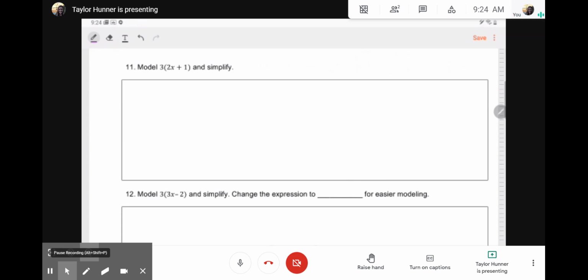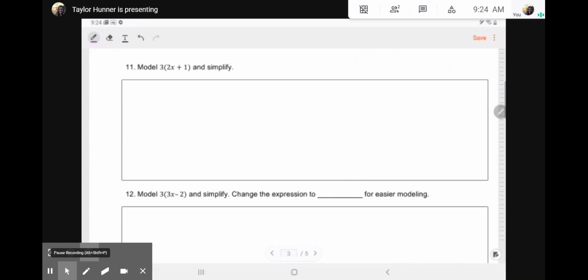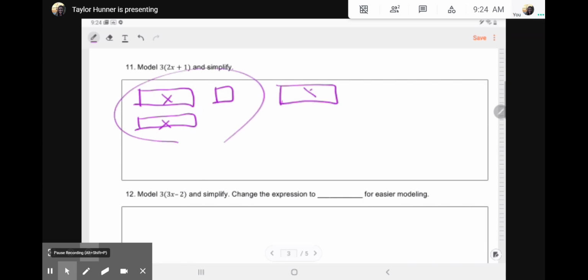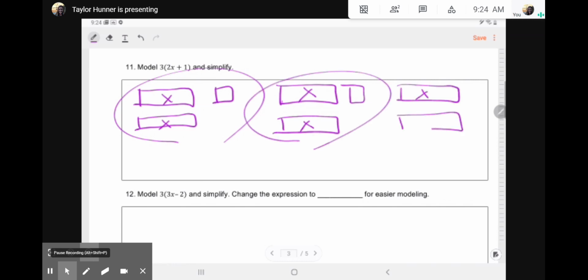Okay, so now model 3 groups of 2x plus 1. So I'm going to draw just one group first. I have x plus 1. That's a group. Now I have a second group of x plus 1. That's a group. And then a third group of x plus 1. That's a group. Now it also says simplify, which means that I need to actually write my answer.